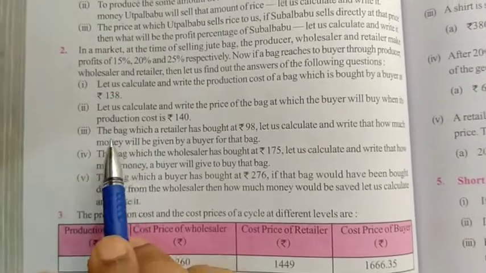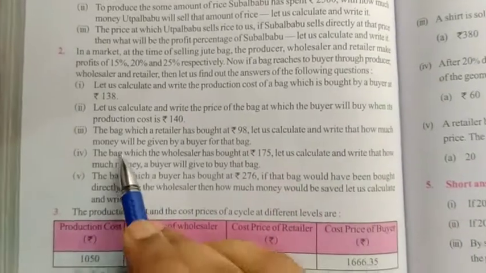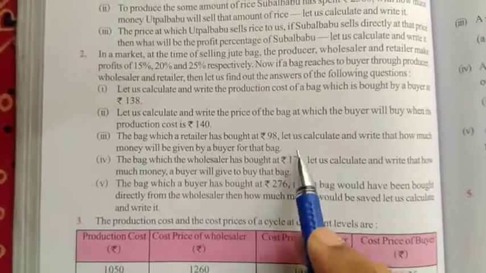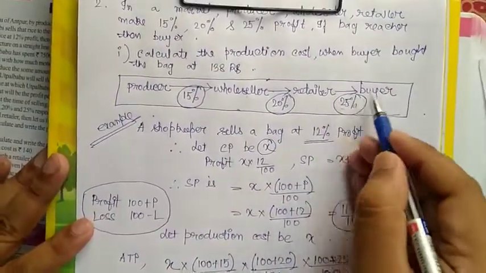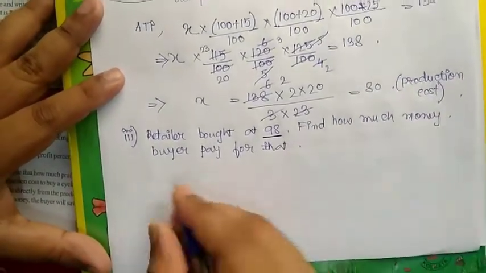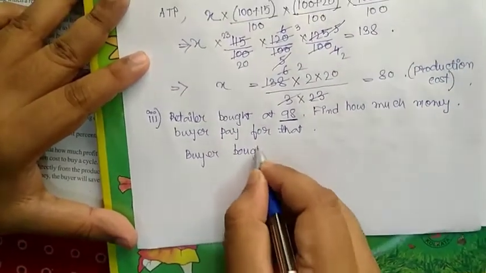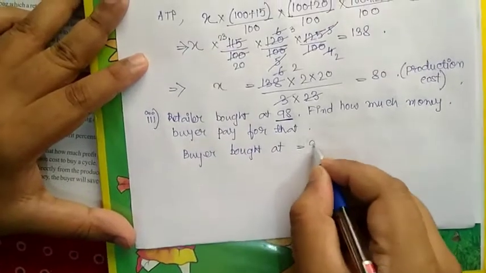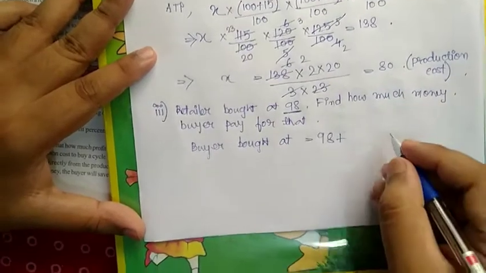This is the third question. The bag which a retailer has bought at rupees 98. Let us calculate and write how much money will be given by a buyer for that bag. From retailer to buyer, this should be 25%. So retailer bought at rupees 98, and the buyer bought at 98 plus 25% profit.